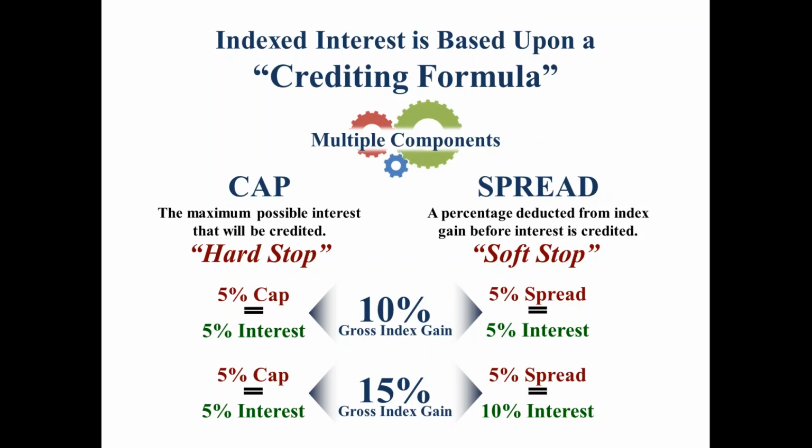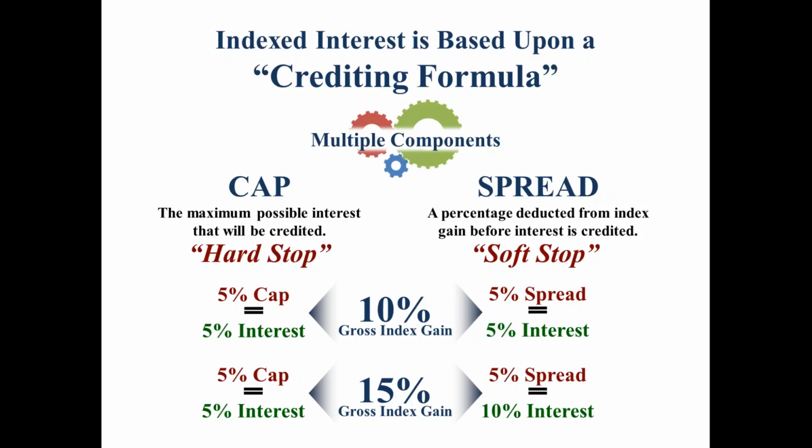The reason I say other than technically there's no such thing as an uncapped strategy is because when people say that and when marketers say uncapped, what does it make you think? Oh, you're going to get everything. There's no cap, right? And that's not true. They're going to put a spread in there to reduce what that potential in crediting is going to be. So that soft stop can work in your advantage, but can also work in your disadvantage depending upon what the index does. But you guys with me so far?